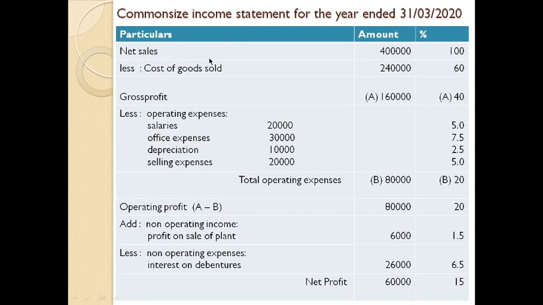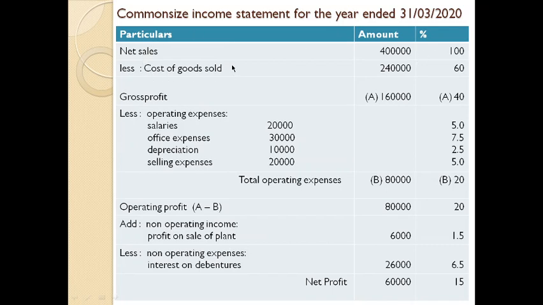Okay, first one, net sales, the amount is 4 lakhs. So the percentage is 100% because the equation is any item divided by net sales into 100. Here the first item is net sales. So net sales divided by net sales into 100, you will get 100.